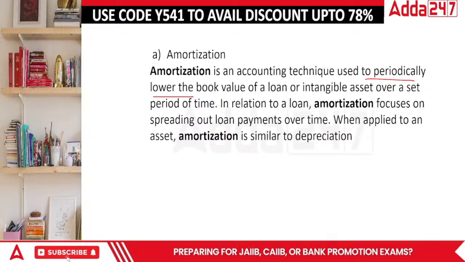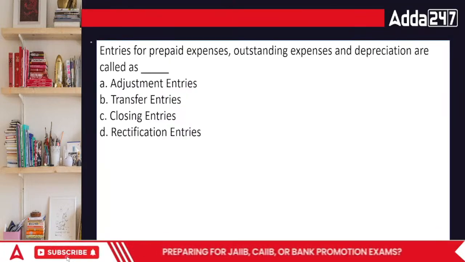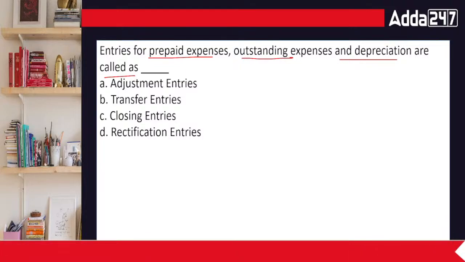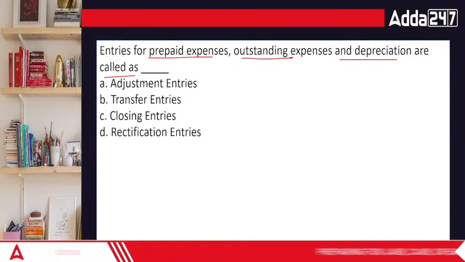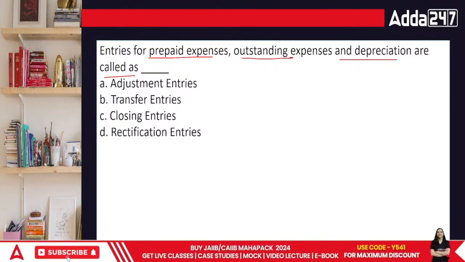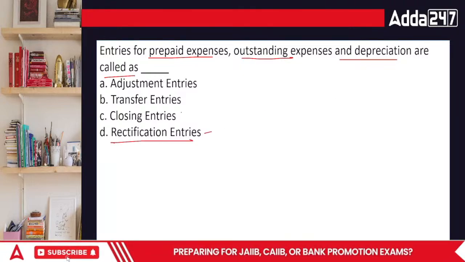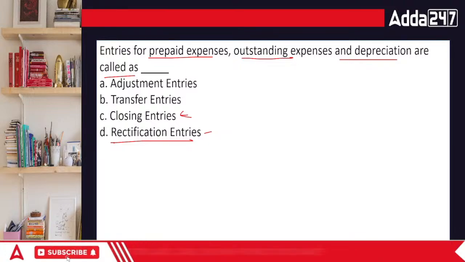Okay, now let's move on to the next point. Entries for the prepaid expenses, outstanding expenses, and depreciation are called entries which are made for prepaid expenses, the expenses which we have paid in advance, outstanding expenses, the expenses which are yet to be paid, and the last one, closing entries as well as rectification. Rectification means there is an error and we rectified it. Closing entries are those entries which are made at closing, meaning the year end.